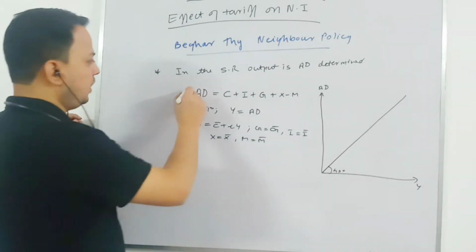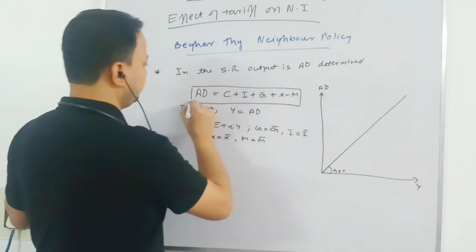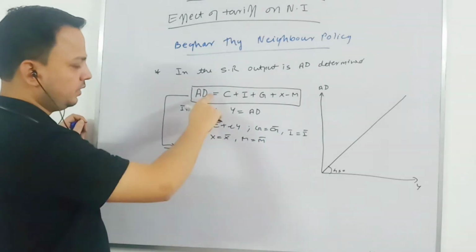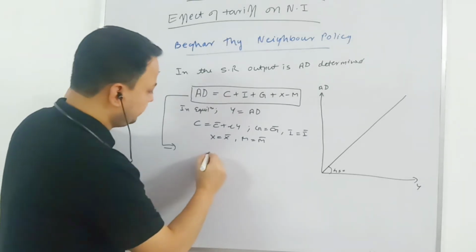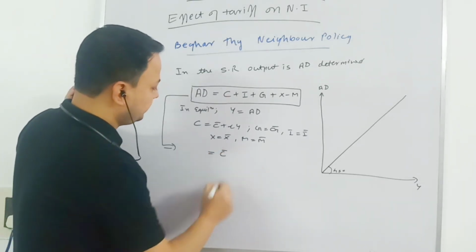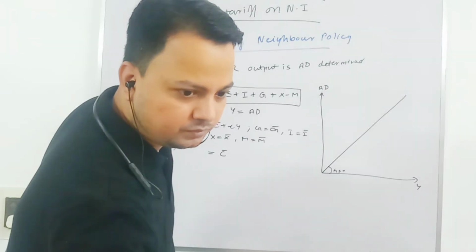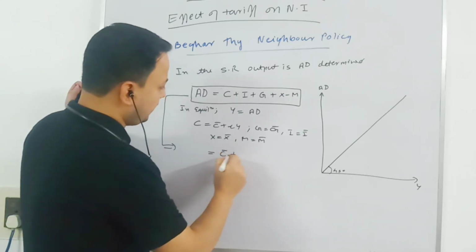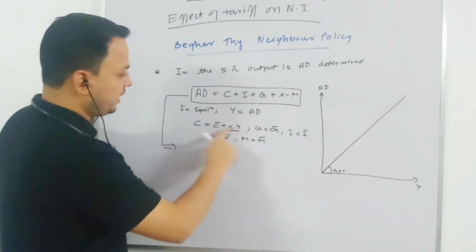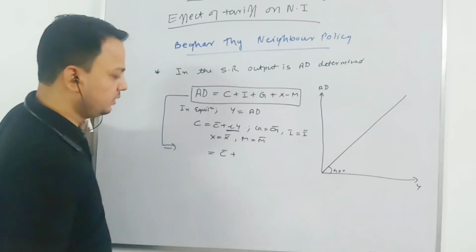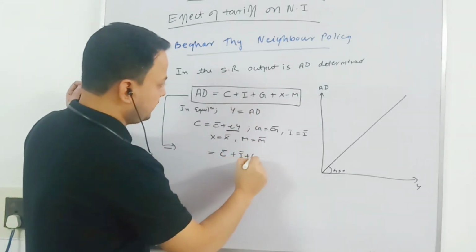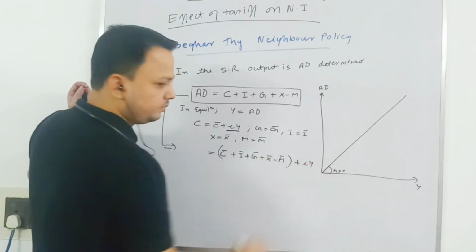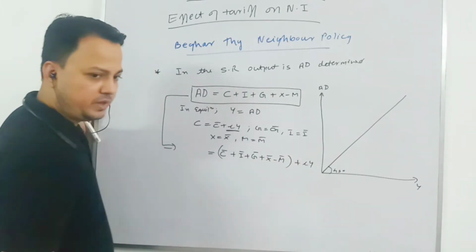Now I want to plot this aggregate demand first. How can I plot it? First, let's substitute these values in the aggregate demand equation. What will you get? You will get C bar, and first write the autonomous part: I bar plus G bar plus X bar minus M bar, plus small c Y. I can write this here, but I have written it separately.